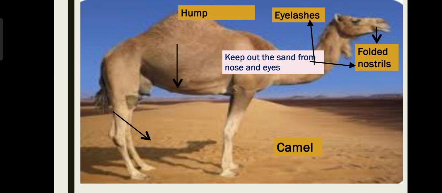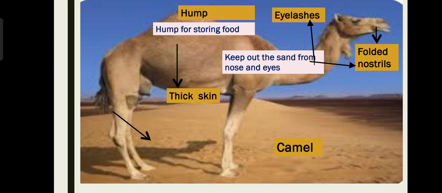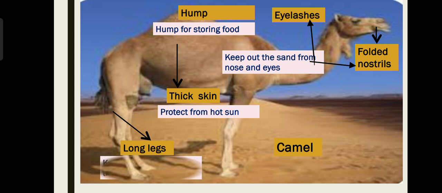The hump on the back: camels use it for storing food. Thick skin is very useful for protection from the hot sun, and long legs are useful for keeping the camel away from the hot sand. So the camel is the ship of the desert.